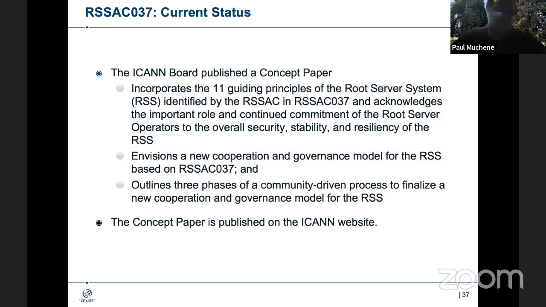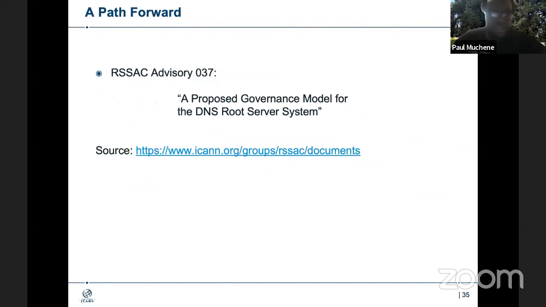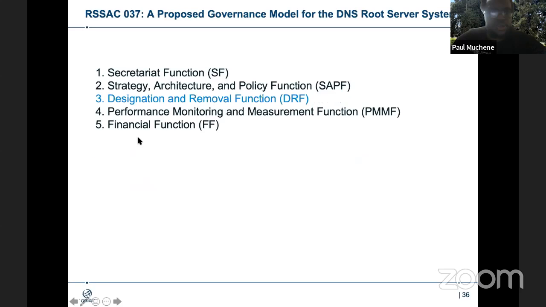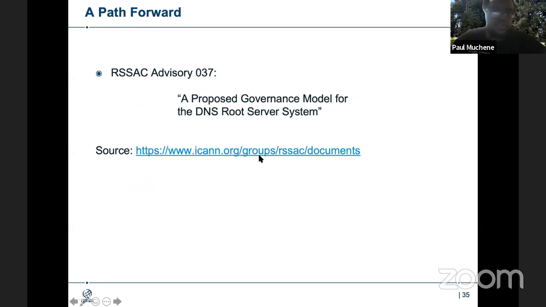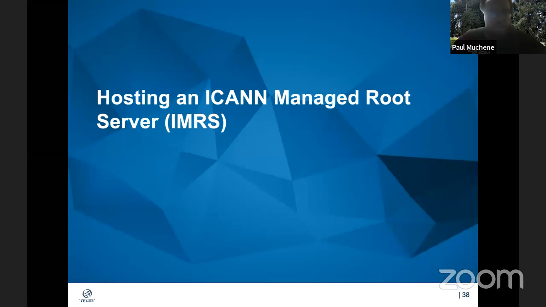So the concept paper is published on the ICANN website, and the RSAC 37 paper is also published. You can check out this document, the source here. Oh, sorry about that. ICANN.org, groups, RSAC documents, and search for RSAC advisory 037. You'll be able to get the document. Okay. So without much ado, I have given the overall history and also where we are now and what is being proposed in the future.